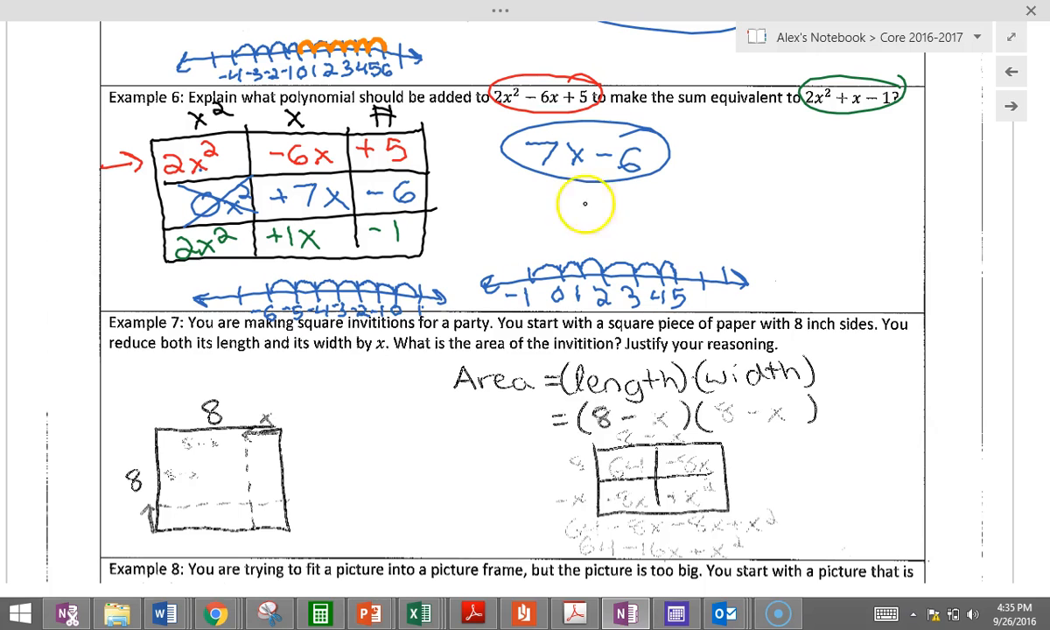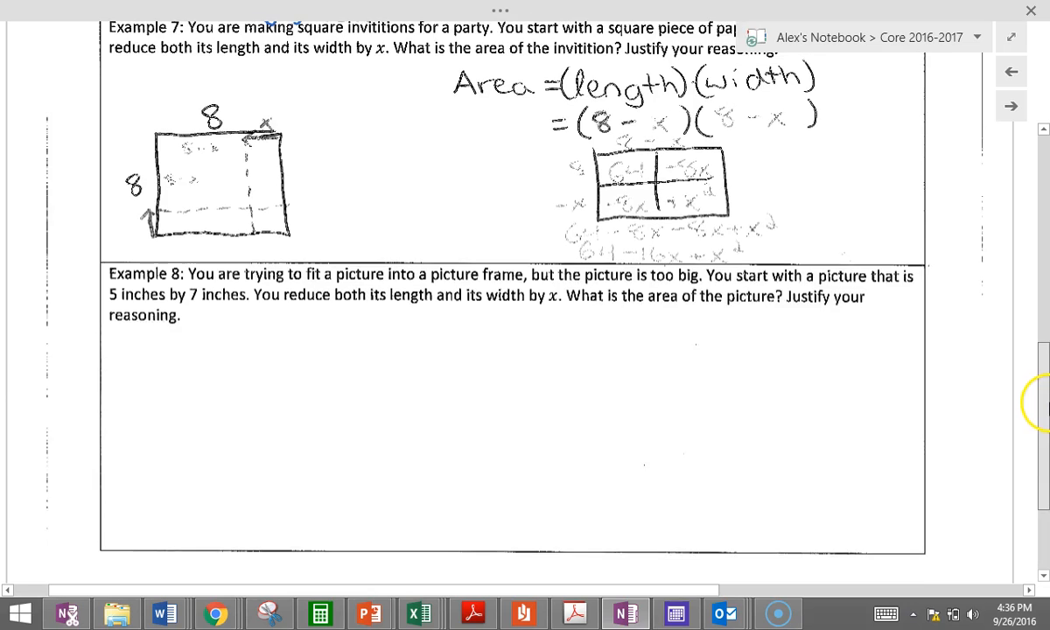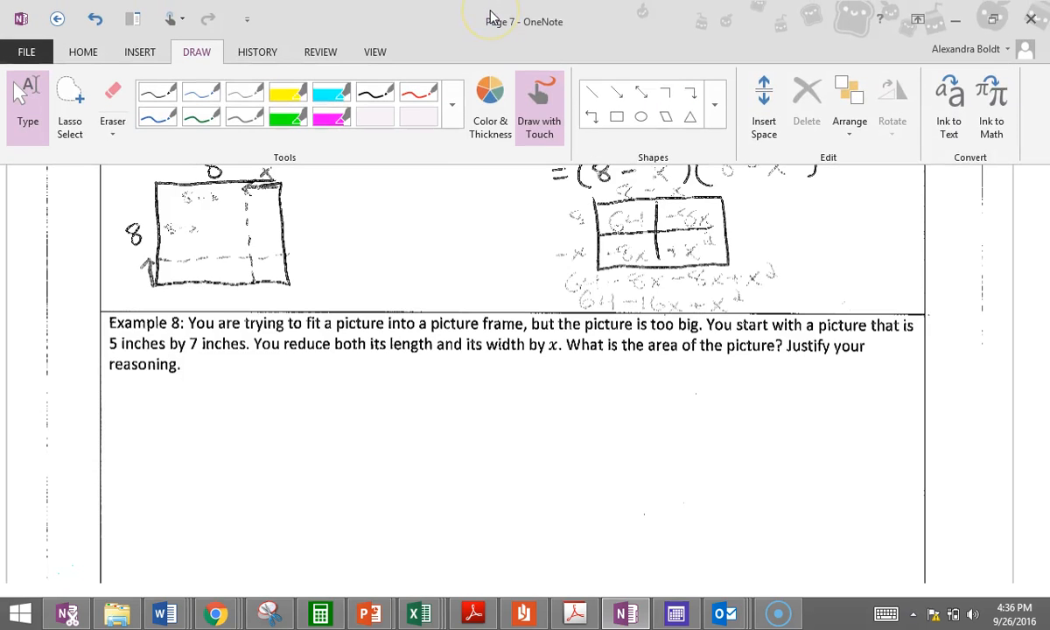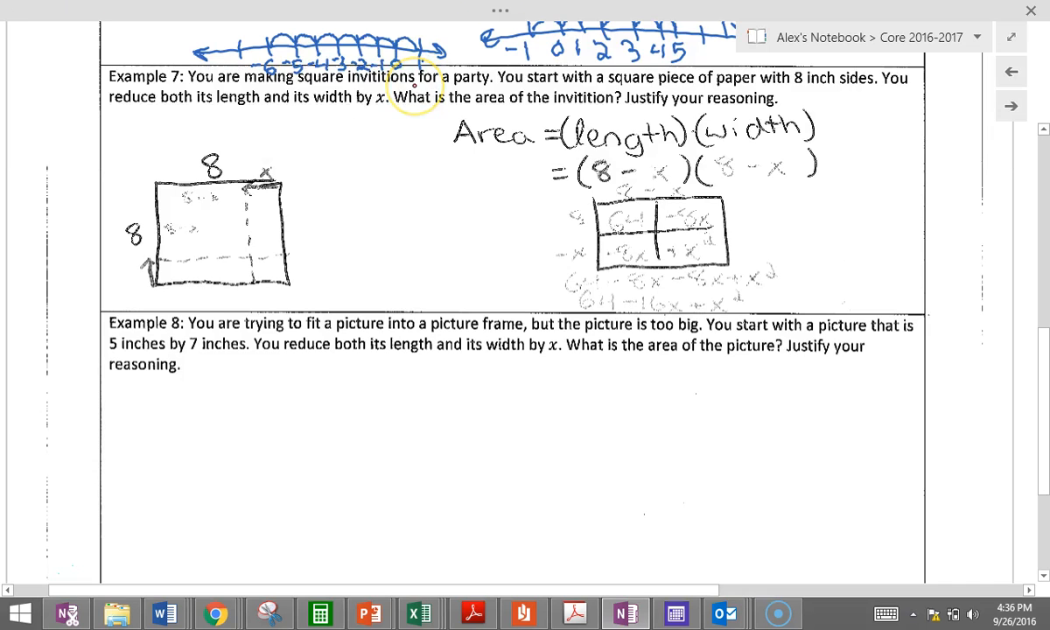Alright, let's look at example 7. Example 7 takes us into multiplying. Most of our multiplication problems have to do with area. Anytime you're doing area, you're going to be multiplying. Okay? So this says you are making square invitations for a party. You start with a square piece of paper with 8-inch sides. You reduce both its length and its width by x. Okay? So here's my square piece of paper.